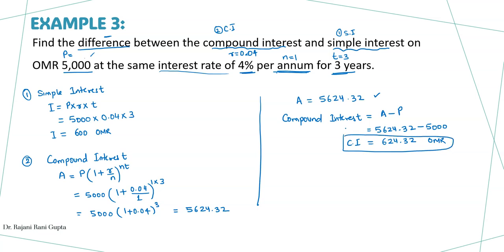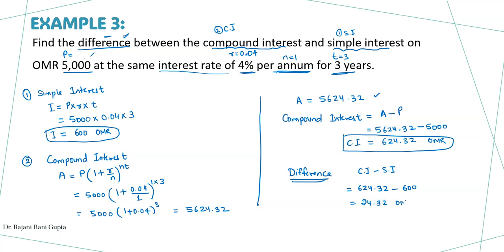So again, you can see compound interest is higher than the simple interest. Still, it's not completed because they ask you to find the difference. So they ask you to find the difference between the compound interest and the simple interest. So it is 624.32 minus 600. That gives you 24.32. So this is the difference between the compound interest and the simple interest. I hope now everything is clear to you.